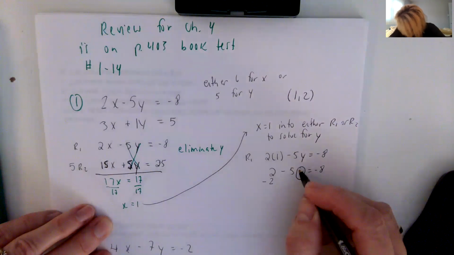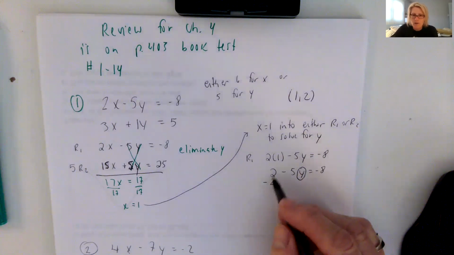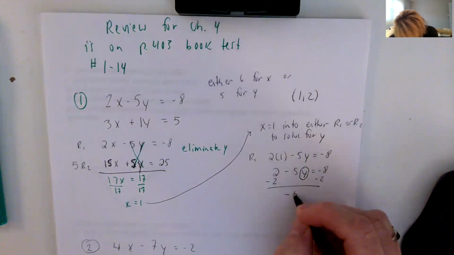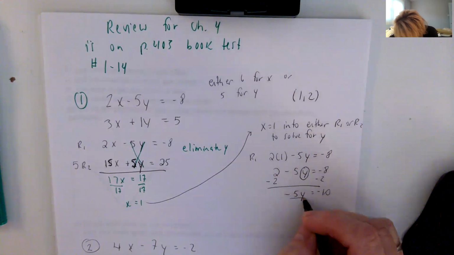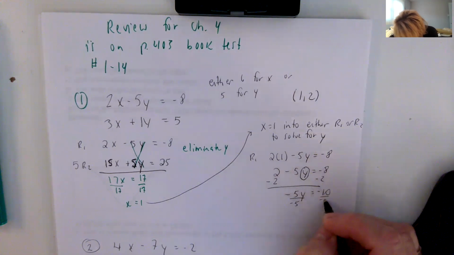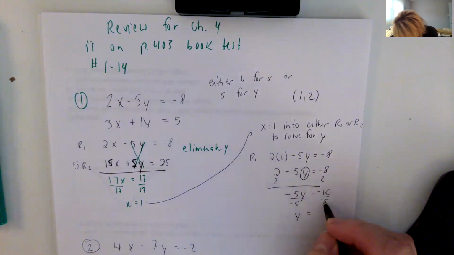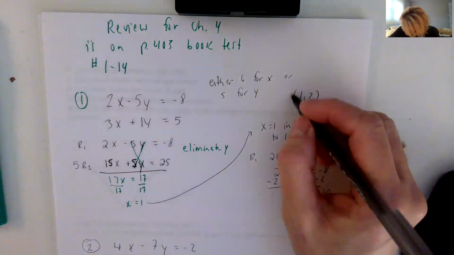Remember, I'm solving for y, so I have to undo everything that is attached to y, undo the adding and subtracting. I have to undo this constant first. So we're left with -5y equals -10. Then we divide by -5. So y equals -10 divided by a negative, which makes a positive 2. And that is what we wanted. So we did get (1, 2).